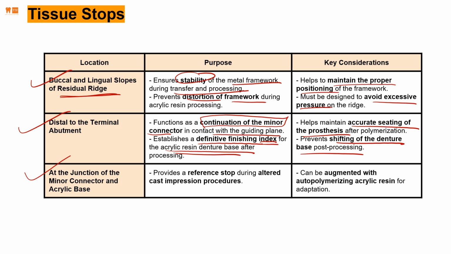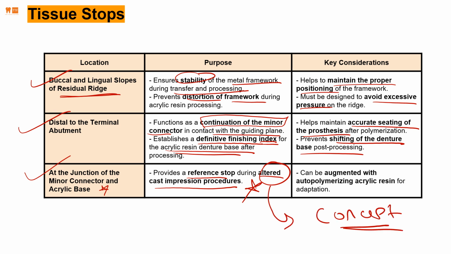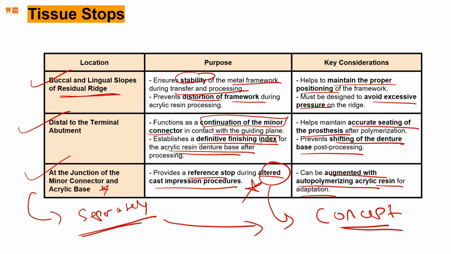At the junction of the minor connector and denture base, provides reference stop, alters the cast impression procedures. Altered cast impression is a whole different concept. How to take two different impressions of the same type of RPD. And can be augmented with autopolymerizing resin for adaptation. So this we'll talk about separately. Okay? It's a whole different concept.